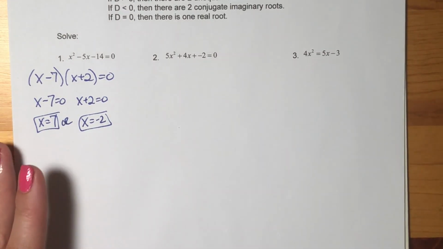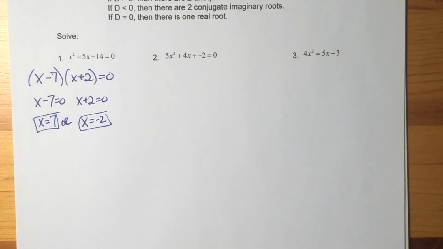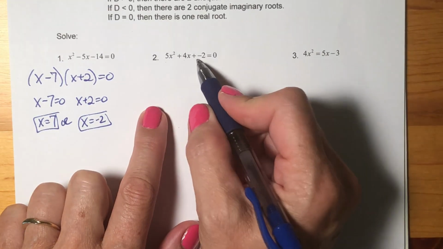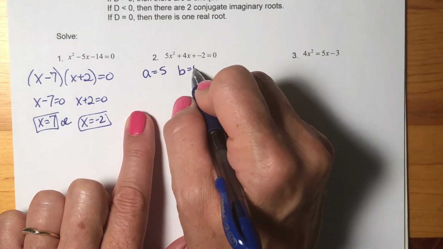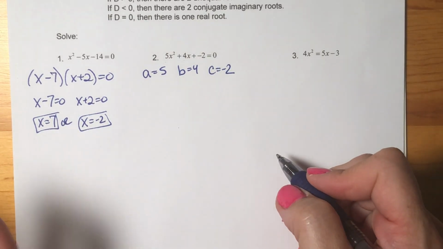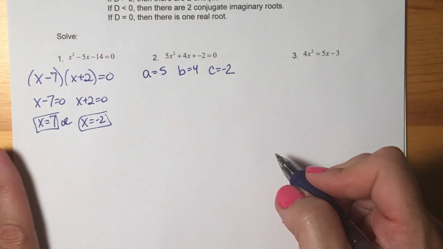Easy peasy. But number 2, I'm staring at it and it's not talking to me, all right? So what I'm going to need to do is use the discriminant. I'm going to use the quadratic formula. Let's look at the coefficients. I have a is equal to 5, b is equal to 4, and c is equal to negative 2. I always find kids do much better if they go ahead and say what a, b, and c are before they jump in and put the formula in.